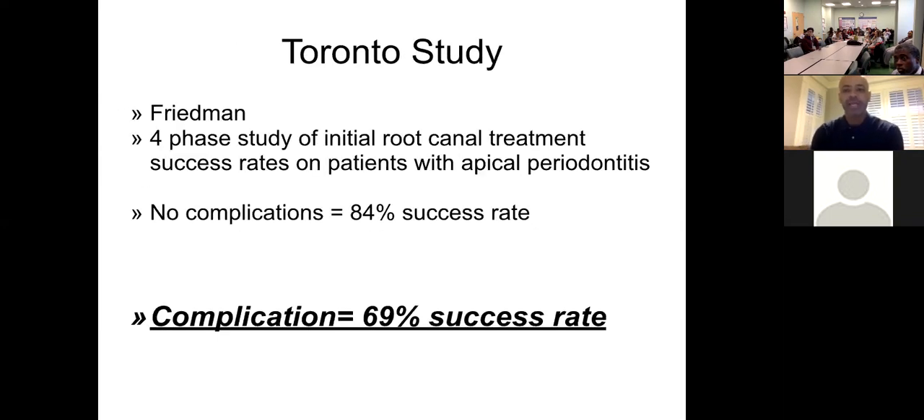There's a famous study that a lot of endodontists will quote. It's called the Toronto study. It was done by Dr. Friedman and his group. It's a long-term study where they basically studied initial root canal treatment on patients who had apical periodontitis. What they found was that with no complications in your root canal, most root canals are successful, about an 84% success rate. That's pretty good, even for general dentists and endodontists combined, okay? But as soon as there's a complication involved, you see the success rate drops pretty drastically to 69%.